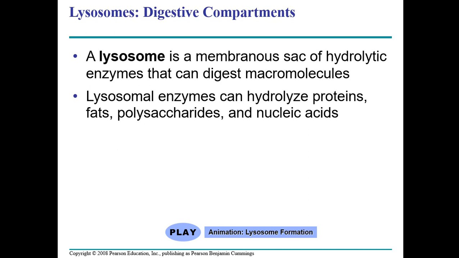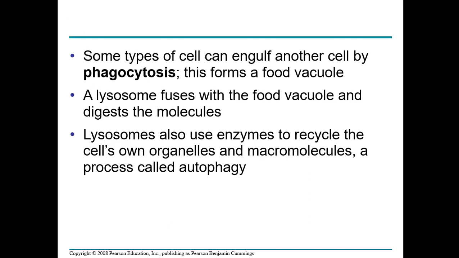Okay? So, meron siyang hydrolytic enzymes that can digest macromolecules. So, lysosomal enzymes can hydrolyze proteins, fats, polysaccharides, and nucleic acids. So, these are macromolecules. Yung proteins, fats, sugar, nucleic acids. So, some types of cell can engulf another cell by phagocytosis. This can be observed in Plasmodium, di ba?